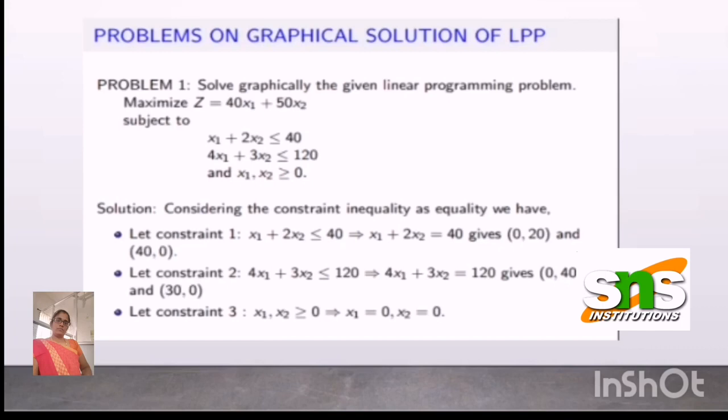Let the second constraint be 4x1 plus 3x2 less than or equal to 120. The equation of this is 4x1 plus 3x2 equal to 120. We put x1 equal to 0, then we get x2 equal to 40. We put x2 equal to 0, we get x1 equal to 30. Then we get the points (0, 40) and (30, 0). We use these 2 points to draw constraint 2. The third constraint is x1, x2 greater than or equal to 0. This is non-negativity: x1 equal to 0 and x2 equal to 0. We use these two axes for this graph.